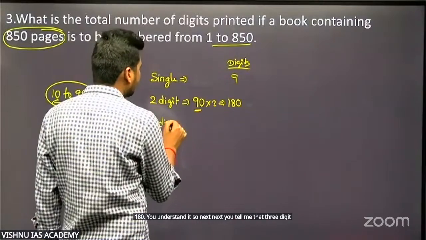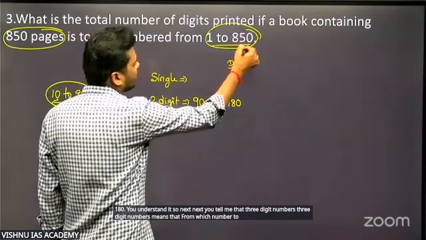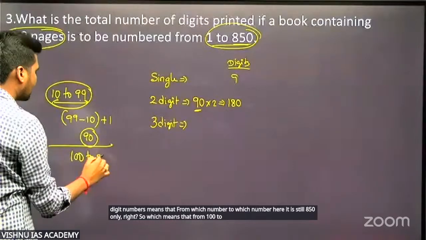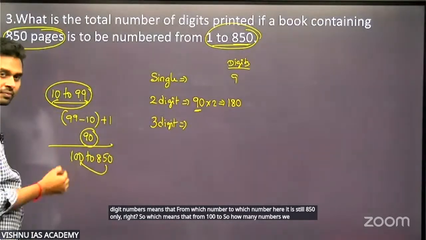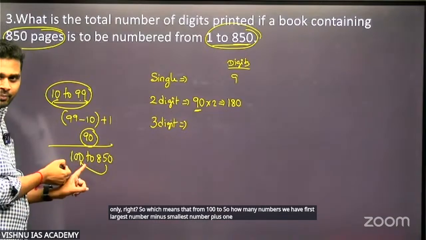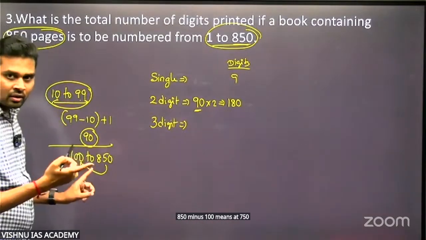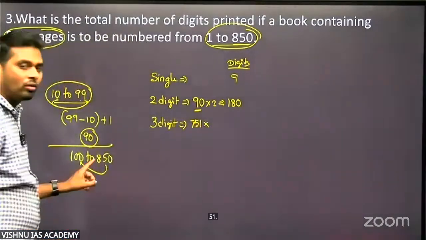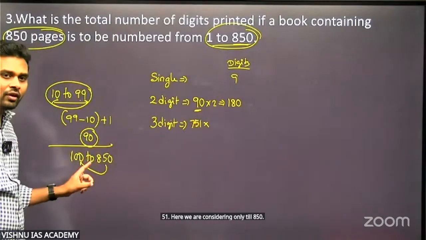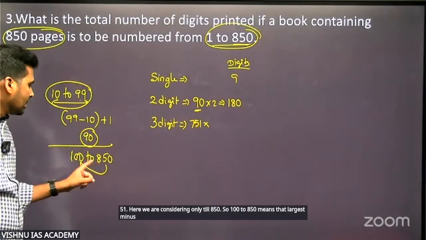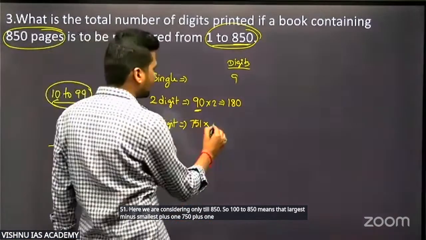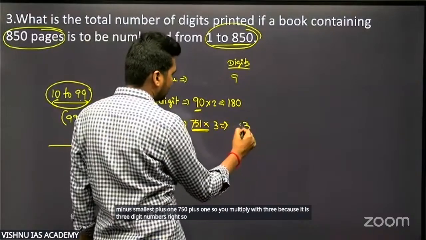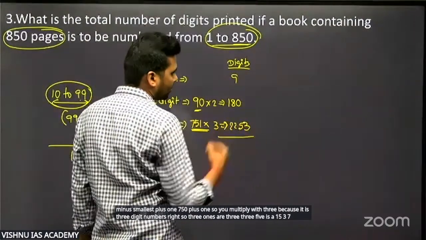So next you tell me the 3 digit numbers. 3 digit numbers mean from which number to which number? Here it is still 850 only, right? So which means from 100 to 850. So how many numbers we have? Largest number minus smallest number plus 1. 850 minus 100 means 750 plus 1 means what? Yes, 751. Here we are considering only till 850. So you multiply with 3 because it is 3 digit numbers, right? So 3 1s are 3, 3 5s are 15, 3 7s are 21 plus 2 is what? 22.